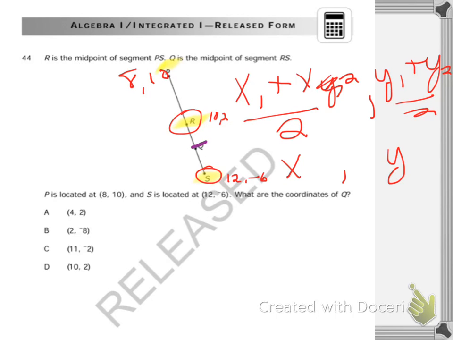So, like that in here. I messed that up. Oops. So we have 11, -2. And you did this right because our answer choice is C.